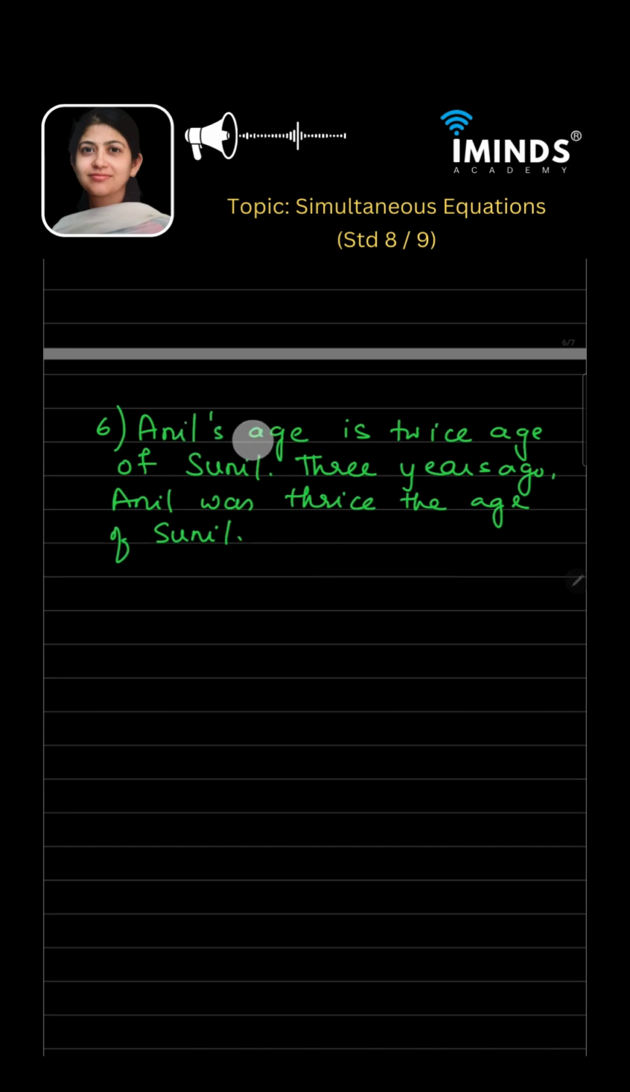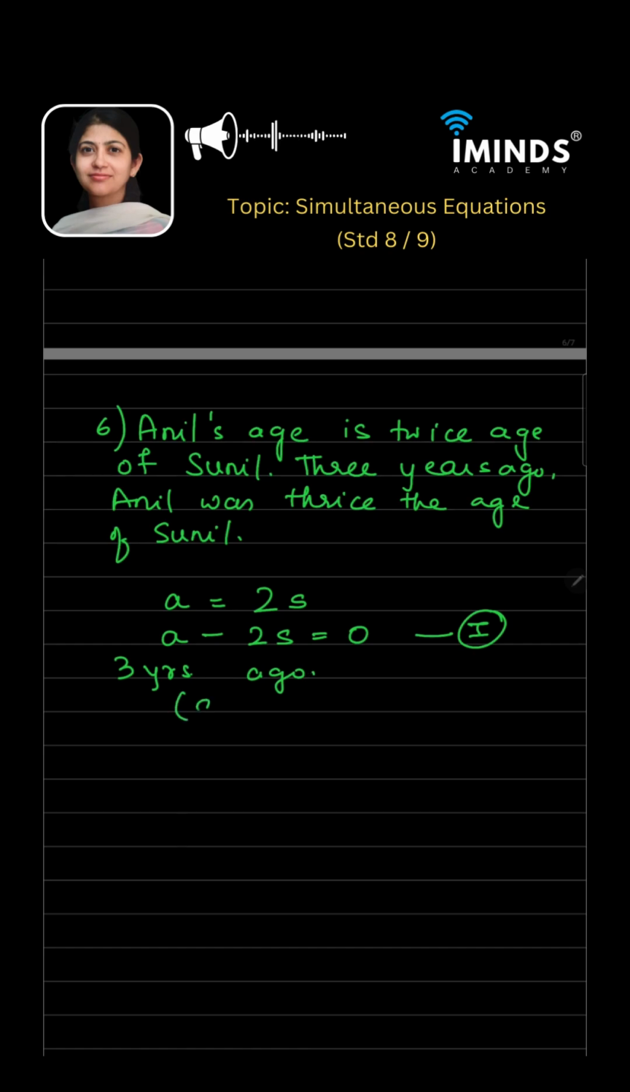Now Anil's age is one variable, Sunil's age is another variable. So let Anil's age be A, and Anil's age is twice age of Sunil. Let Sunil's age be S. So now our equation is A minus 2S is equal to 0, our first equation. 3 years ago, Anil was thrice. 3 years ago. It means Anil's age was what? A minus 3. है ना?